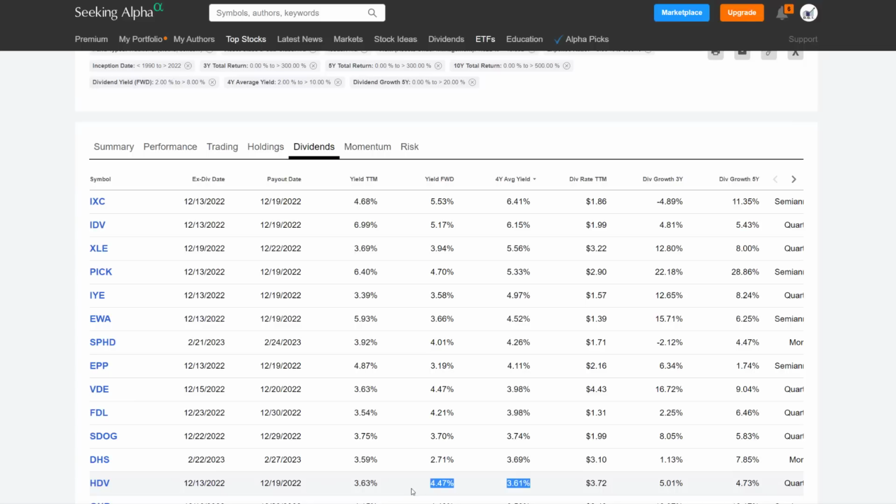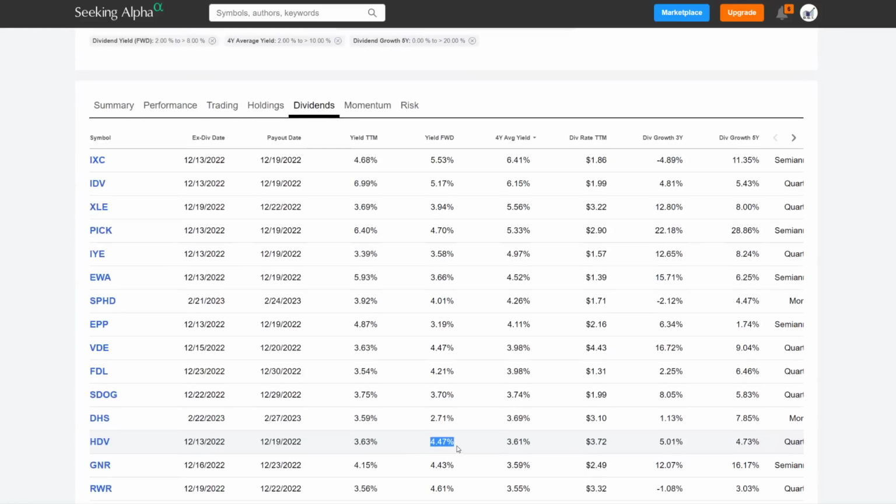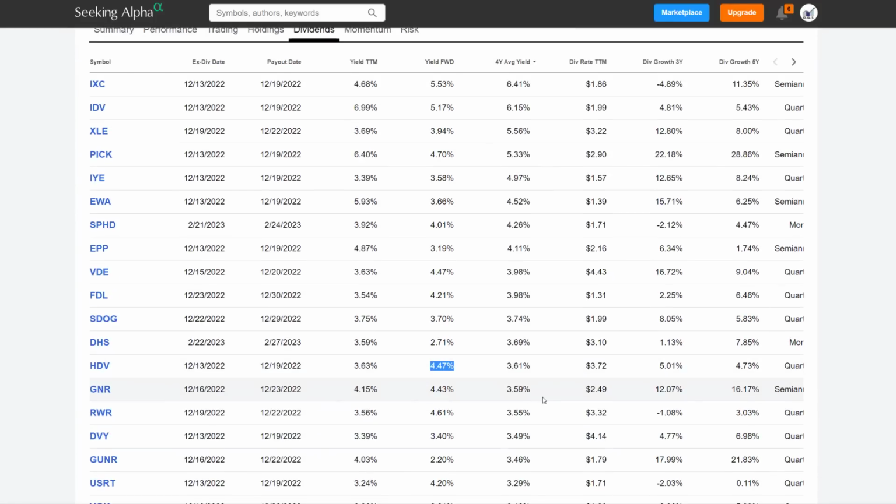You can take a look at, just as an example, HDV, right? So HDV, the dividend yield over the last 4 years has averaged 3.6. The forward yield is 4.47. Okay, so based off of that metric, you're getting in at a better price.